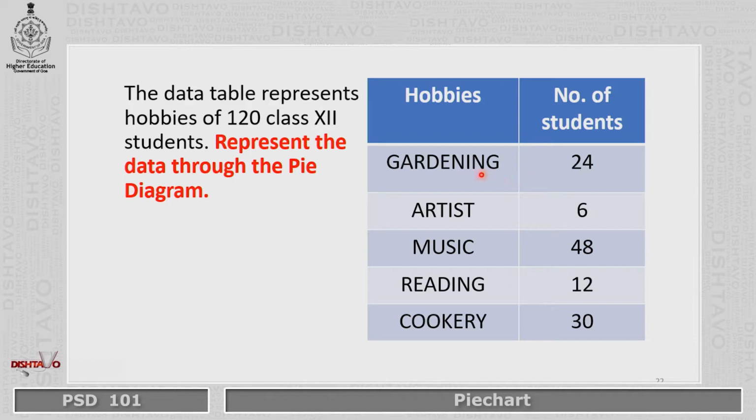Like for example, gardening, there are 24 students having that hobby. There are 6 students who have artistry as a hobby, 48 students who have music as a hobby, 12 go into reading and 30 have a hobby of cookery. The question for you is, represent this entire data with the help of a pie diagram for a better representation.